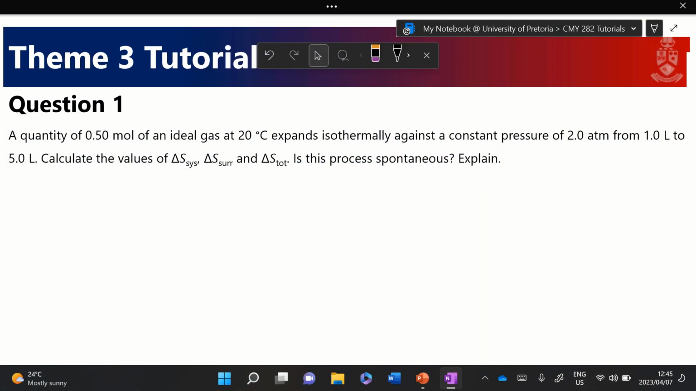Okay, so let's look at the first question of tutorial 3. We're asked: 0.5 mole of an ideal gas at 20 degrees Celsius is allowed to expand isothermally against a constant pressure of 2 atmosphere, and we're given the initial and final volumes. Then we're asked to calculate the entropy change of the system, the surroundings, and the total entropy change. And we're also asked to explain whether or not this process is spontaneous.